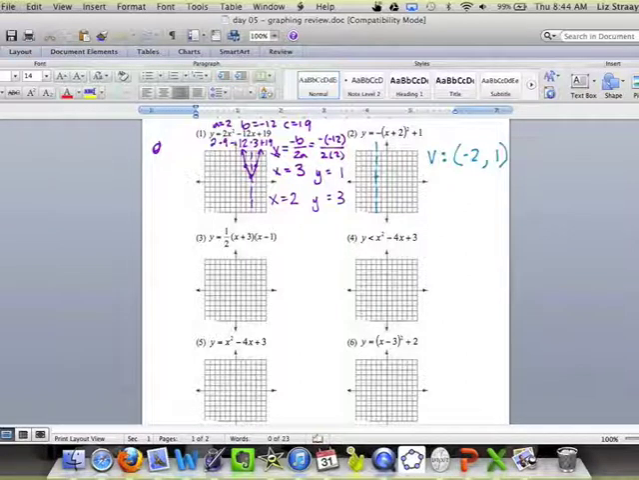Then you can choose any x value you want to plug in. There's not necessarily an easy thing to plug in. So in standard, it's easy to plug in 0, but sometimes your numbers might get a little bit too far to graph. In vertex form, there's not really an easy thing to plug in. So I usually just pick something that's right next to my vertex. So I'm going to pick x as negative 1. And then I'm going to plug that in. And that gives me 0.